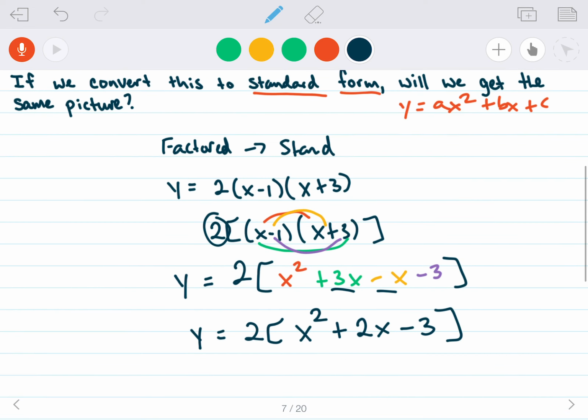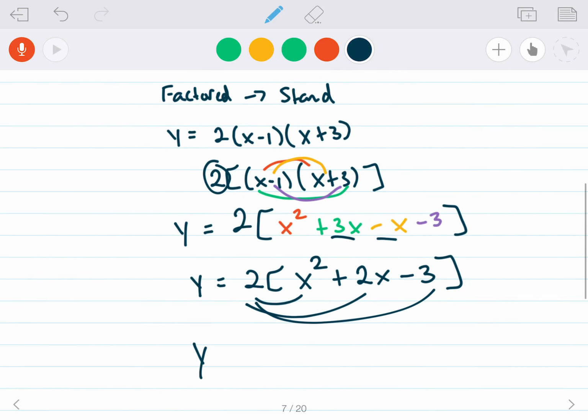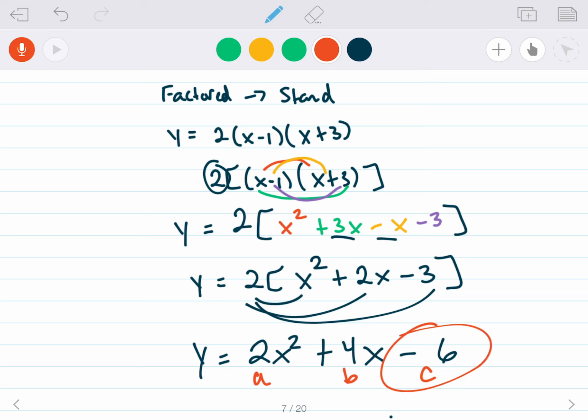And now finally, I can distribute that 2 to everybody. That just means multiply. So we get y equals 2 times x squared, which is 2x squared. 2 times 2x is a positive 4x. And finally, 2 times negative 3 is a negative 6. Now we're in standard form. So we've just converted between forms. And maybe I wanted to know what the y-intercept was algebraically. I can see it now in standard form. It's going to be negative 6.